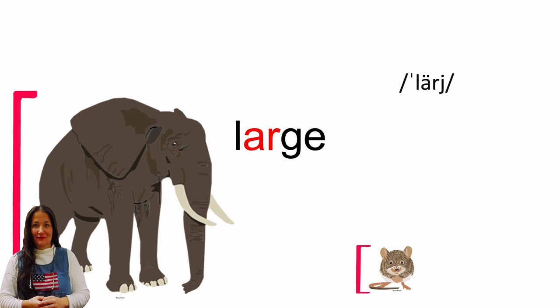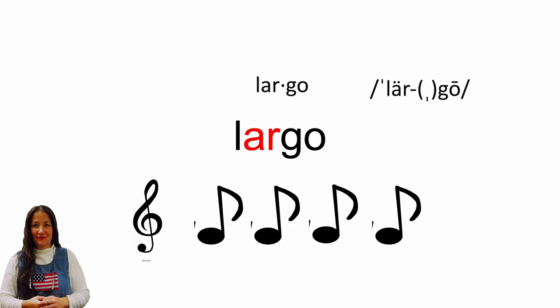Large. The elephant is larger than the mouse. Largo. Largo is a slow, steady beat. Slow, small tempo.